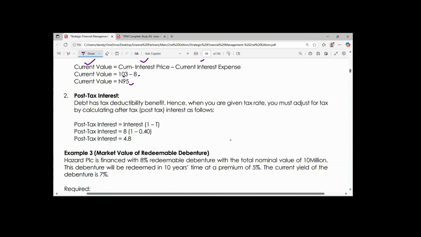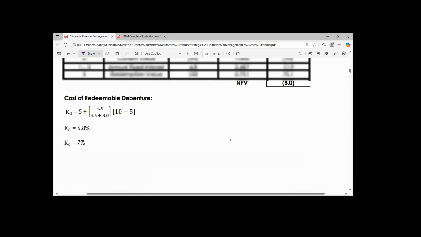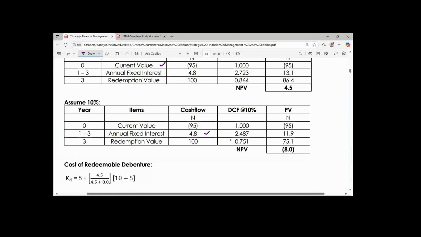All right, so let's go to our working. We need to calculate the after-tax cost of debt. After-tax cost of debt is the same thing as post-tax interest or after-tax interest. So debt has a tax deduction. I've said that severally today. The post-tax interest is calculated as interest multiplied by 1 minus tax. Interest is 8%. Tax rate is 40%. 1 minus 40% gives us 60%. 60% multiplied by 8 gives us 4.8. So where you have interest, that's the 4.8 you have there. Then the redemption value is 100. The current market value still remains as 95.